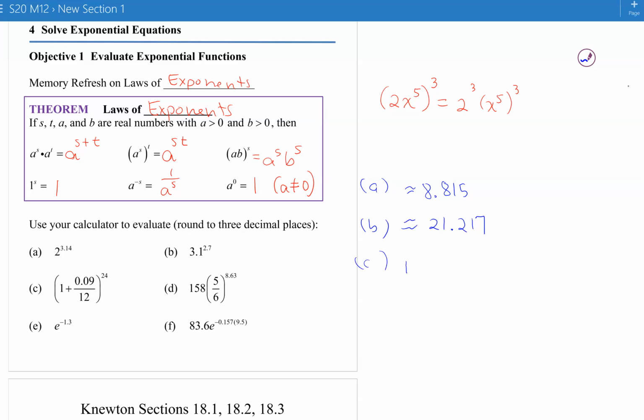For C, I'm getting 1.196. For D, I'm getting 32.758. For E, getting about 2.273. And then for F, I'm getting 18.813.